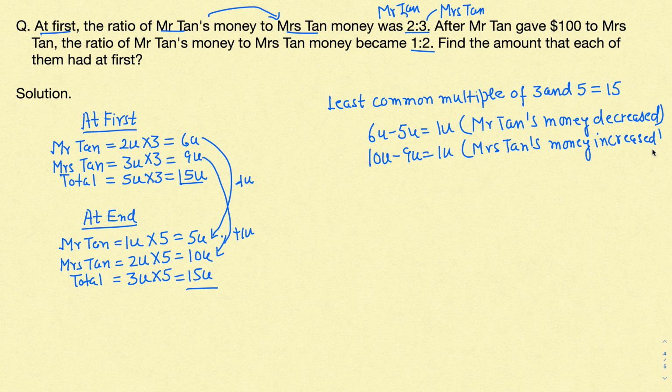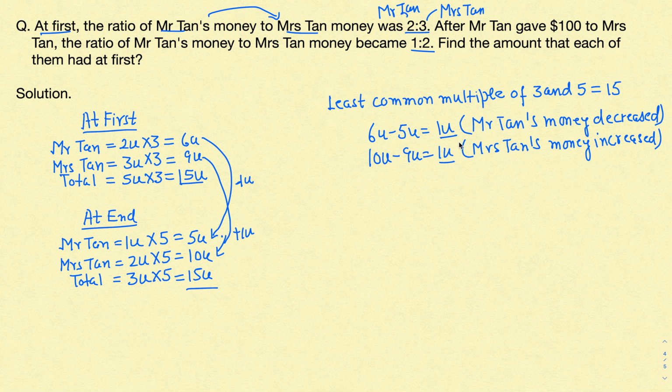So what do we get from here? If you notice it, the change in the unit of Mr. Tan is same as the change in the unit of Mrs. Tan. So what I mean is Mr. Tan's money has decreased by 1 unit, and Mrs. Tan's money has increased by 1 unit. The change is same. Why is there a change?